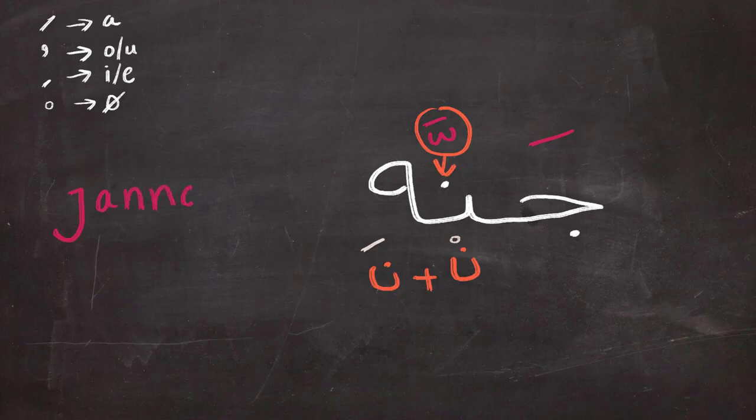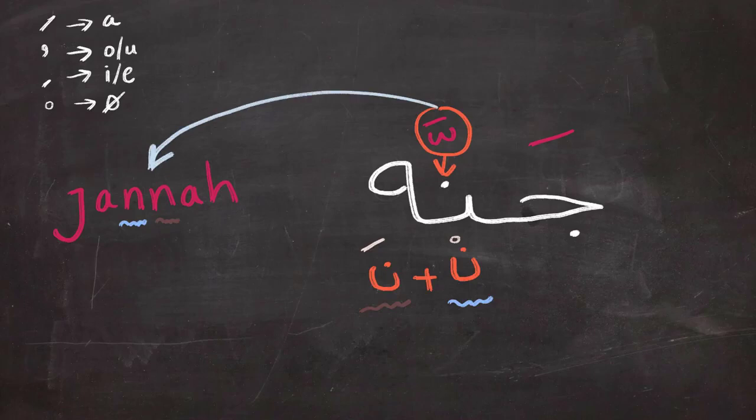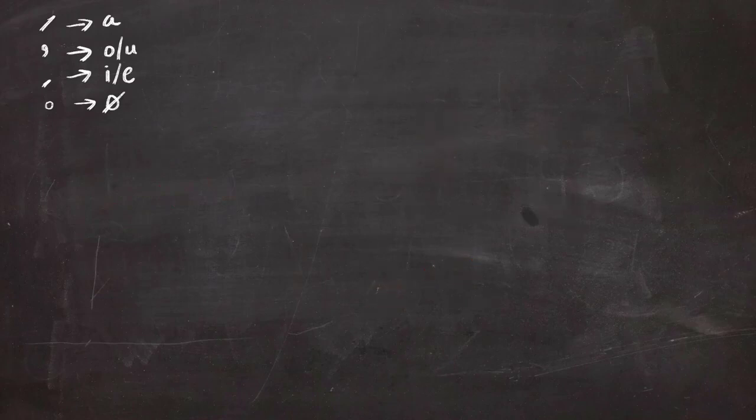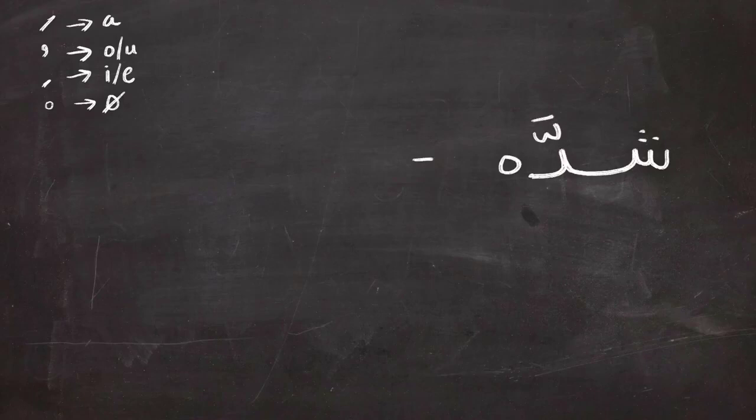When we try to write or spell it in English, we have to spell the noon two times. Because we don't have the Shaddah in English, we'll have to compensate for that by writing the letter two times. So that's why we spell the word Jannah, or any other word that has Shaddah, with the letter two times. We see that in the word that we have written in English, Jannah.